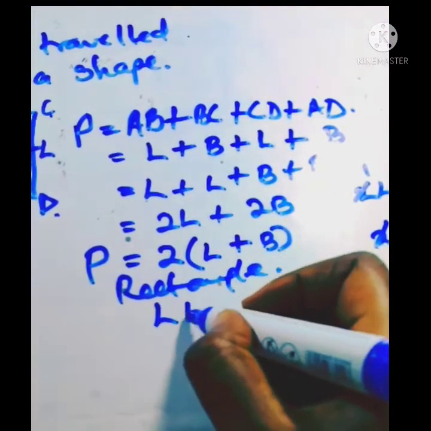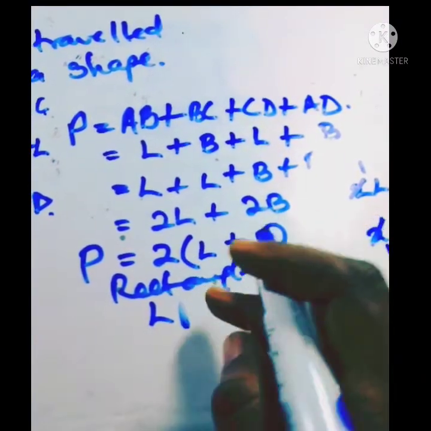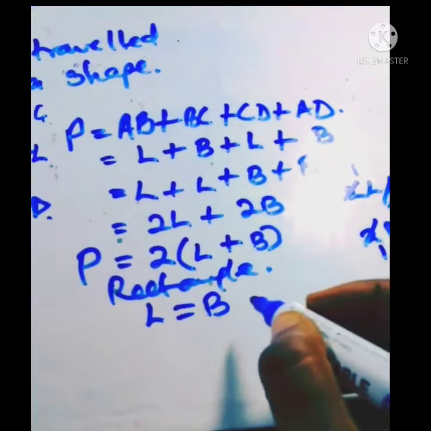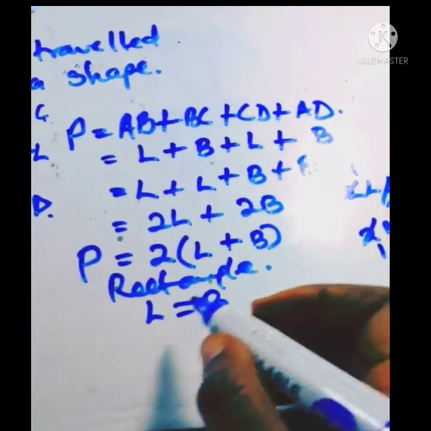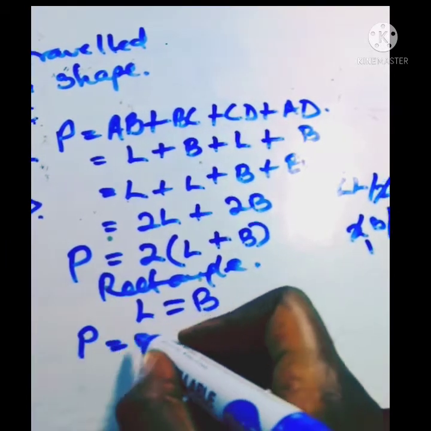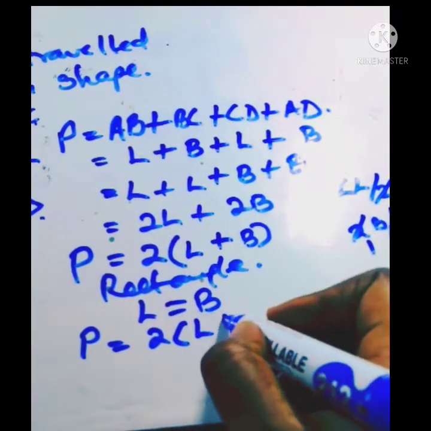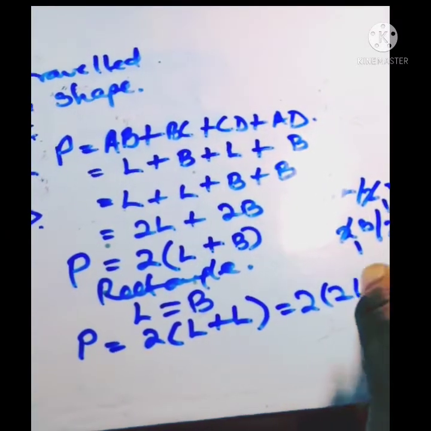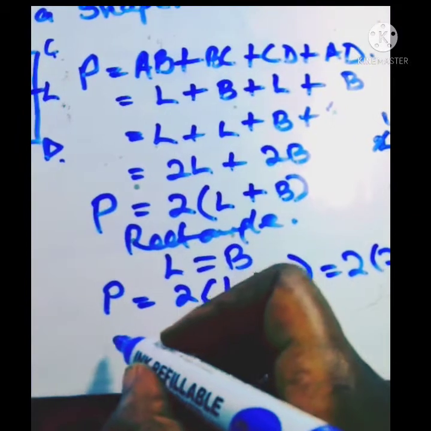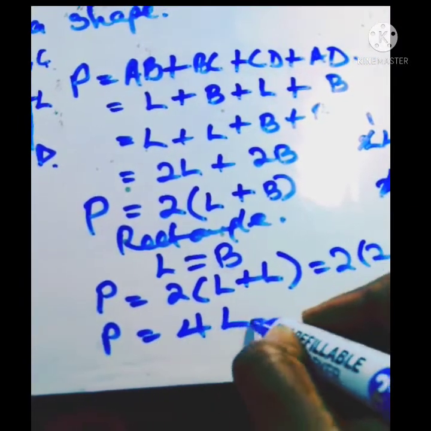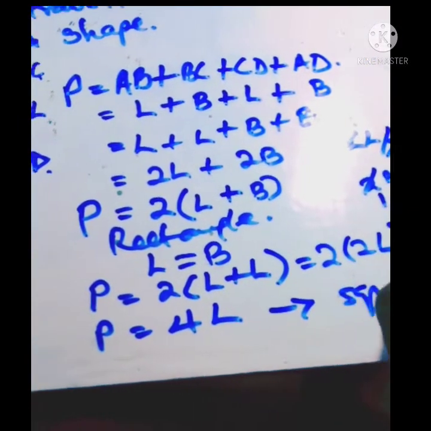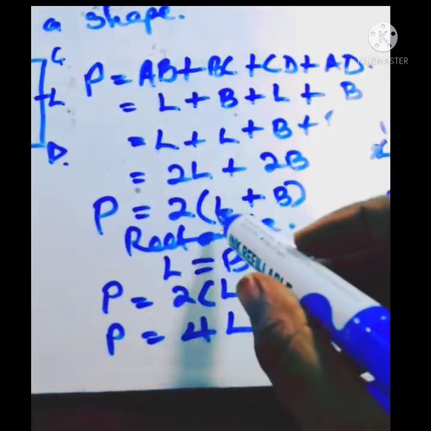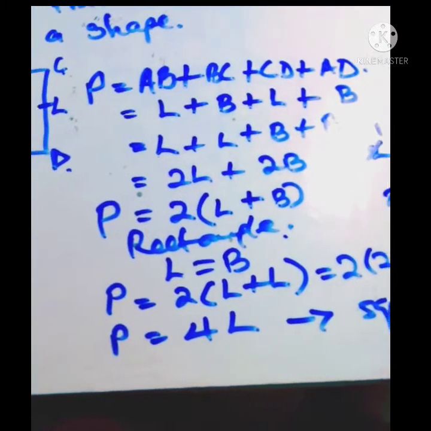And we know that for a square, L is equal to B, so that's 2 times (L plus L), equal to 2 times 2L. That means the perimeter is equal to 4L for a square, while it is equal to 2 times the length plus breadth for a rectangle.